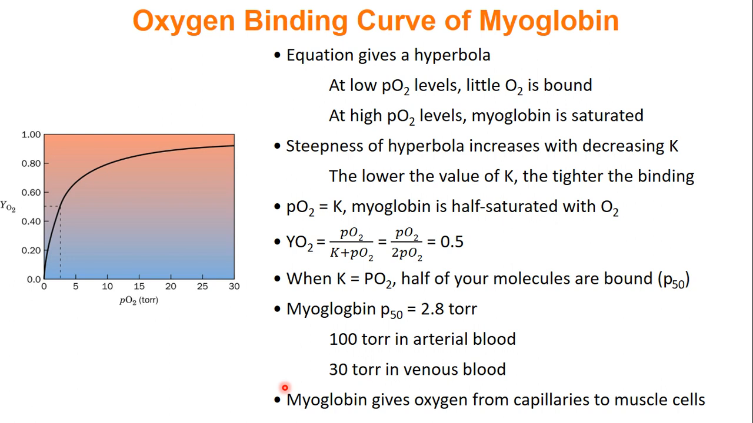Because muscle cells that are working hard, their pressure of oxygen will be very low, and this will cause myoglobin to release its oxygen. And in the next videos, we will learn about the protein that takes oxygen and travels with it in our blood, and that's called hemoglobin.